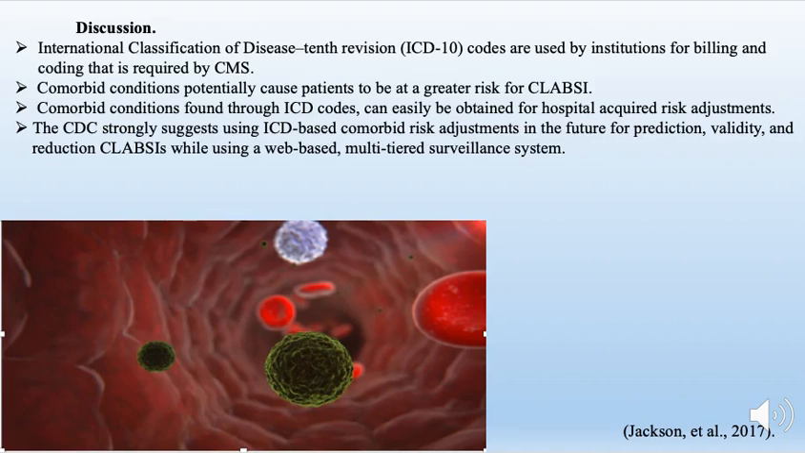The discussion. ICD codes are used by institutions for billing and coding, which is required by CMS. Comorbid conditions potentially cause patients to be at a greater risk for CLABSI. Comorbid conditions found through ICD codes can easily be obtained for hospital-acquired risk adjustments. The CDC strongly suggests using ICD-based comorbid risk adjustments in the future for prediction, validity, and the reduction of CLABSIs, while using a web-based multi-tiered surveillance system.